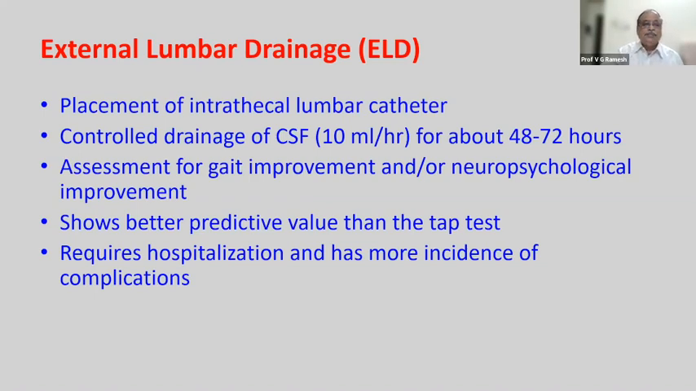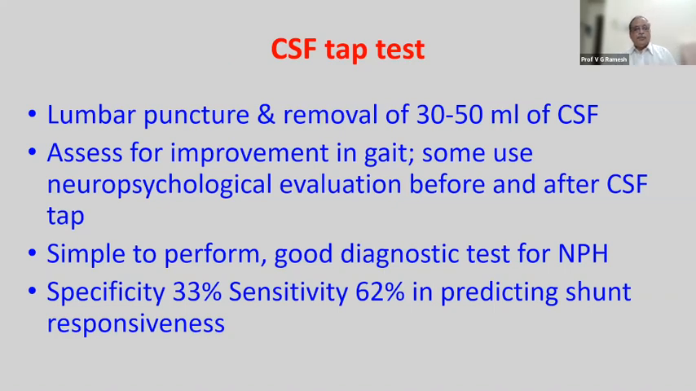Then coming to the tap test, where you do a lumbar puncture and remove about 30 to 50 ml of CSF and assess for improvement in the gait. Some people use neuropsychological evaluation before and after the tap. It is simple to perform and it is a good diagnostic test. Specificity is about 33% and sensitivity is about 62% in predicting shunt responsiveness.